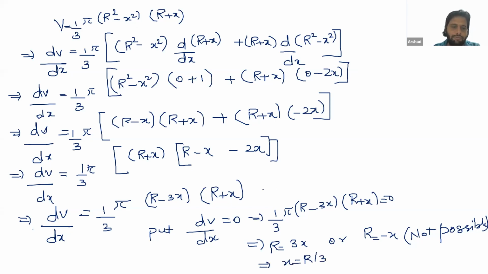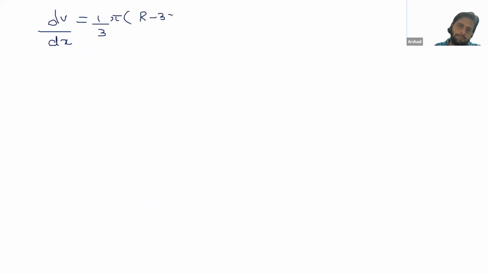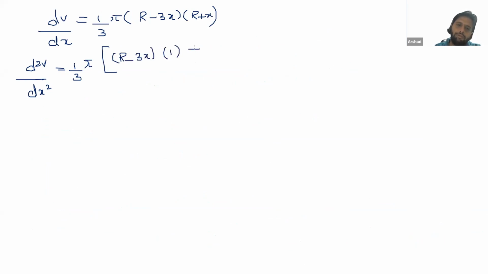Now again, differentiate this function. dv by dx, we have what? dv by dx is equal to 1 by 3 pi, r minus 3x, and here you have r plus x. Now again, differentiate this. d square v by dx square is equal to 1 by 3 pi, r minus 3x, and here you have 1 plus r plus x, here you have 0 minus 3.